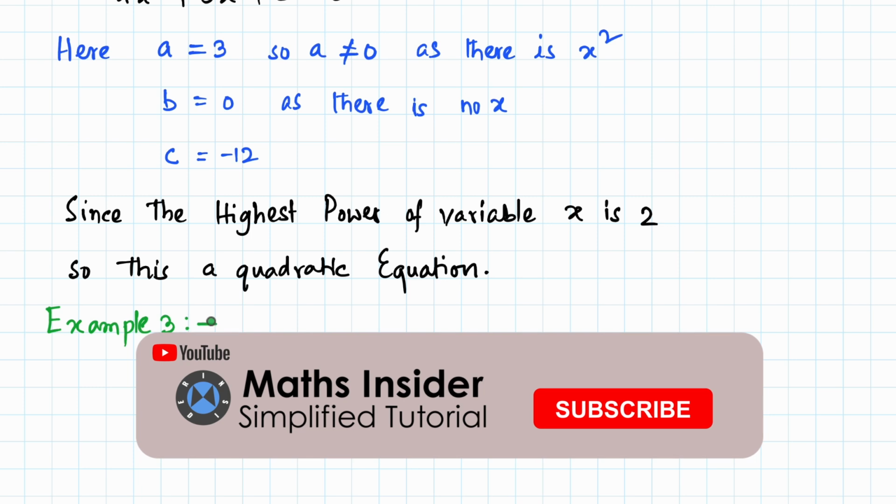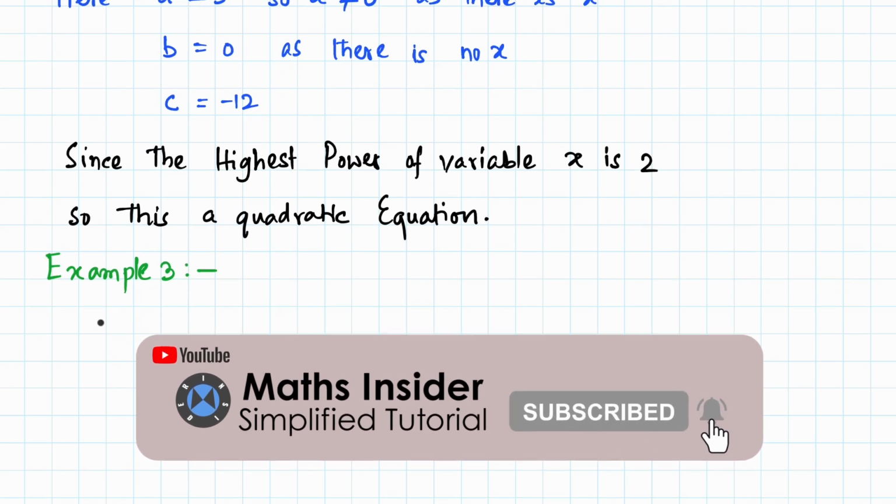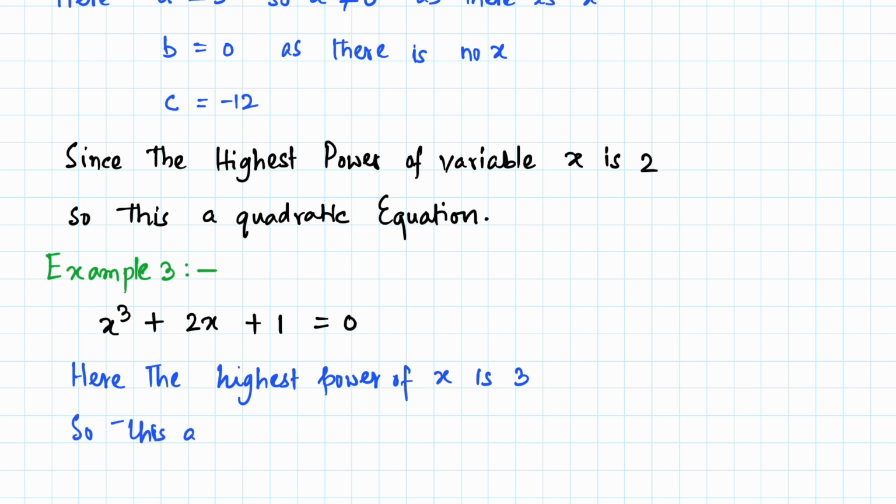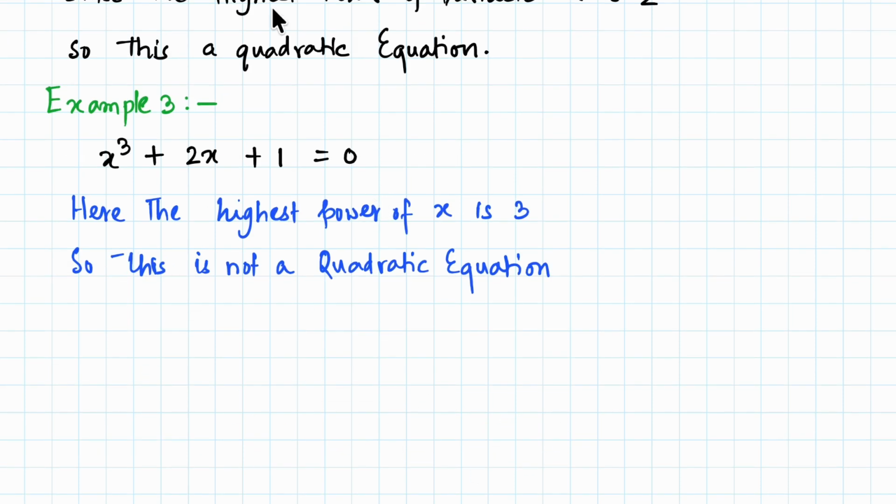Now we'll take the third example, x cube plus 2x plus 1 equal to 0. Is this a quadratic equation? Here the highest power of the variable x is 3. So clearly this is not a quadratic equation, rather this is a cubic equation.